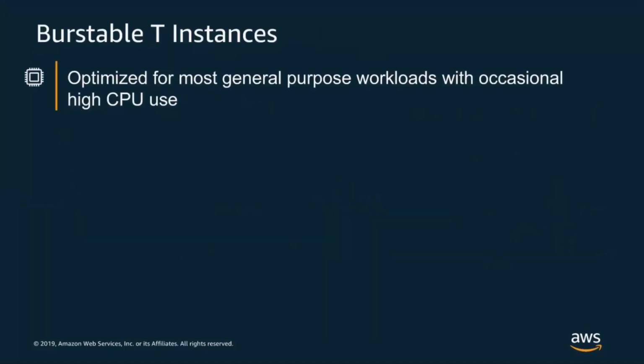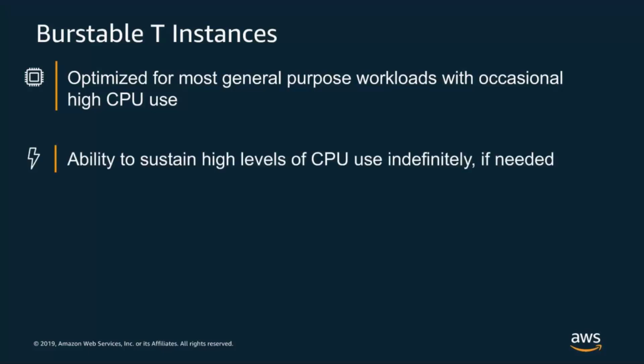So for this situation, what we did is we looked at a Burstable T family. T are our burstable instances, and these are optimized for a lot of general purpose workloads that only need occasional high CPU use. While we offer them at a lower price point and with a certain amount of average CPU available to you, you can sustain high levels of CPU indefinitely if your application needs it. That's one of the key benefits when you look at our T3 and T3a families.